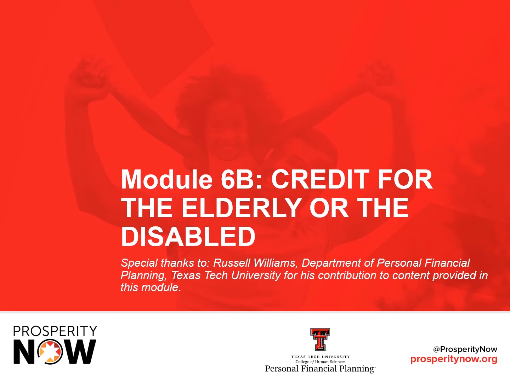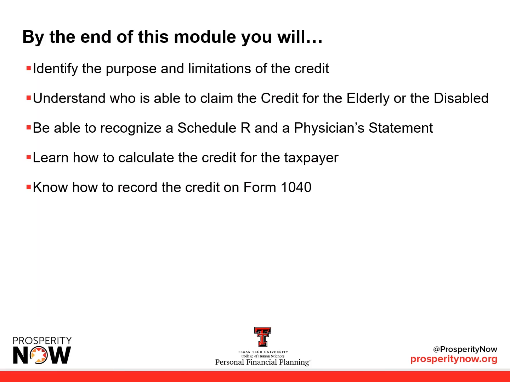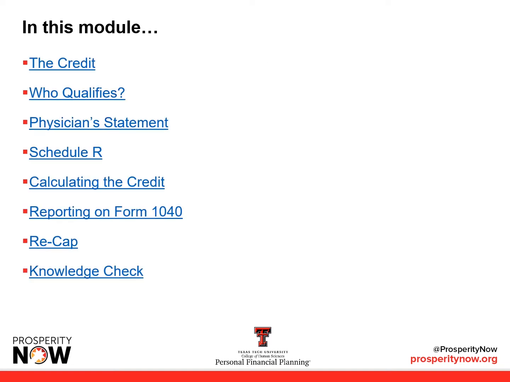Welcome to Module 6B, Credit for the Elderly or the Disabled. By the end of this module, you will identify the purpose and limitations of the credit, understand who is able to claim the credit, be able to recognize a Schedule R and a physician's statement, learn how to calculate the credit for the taxpayer, and know how to record the credit on the Form 1040.